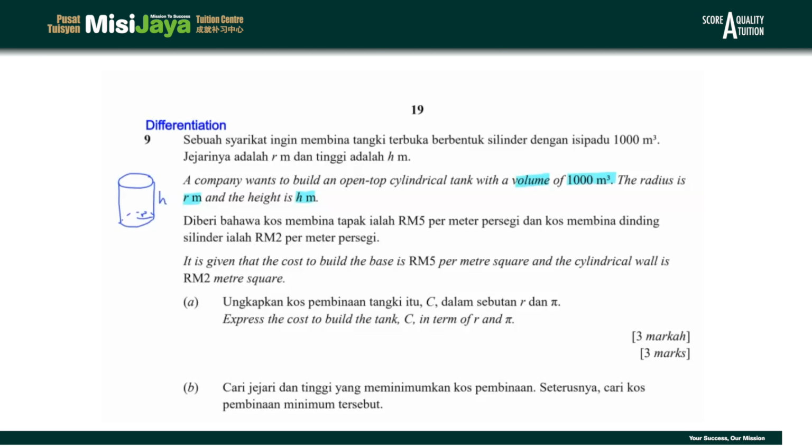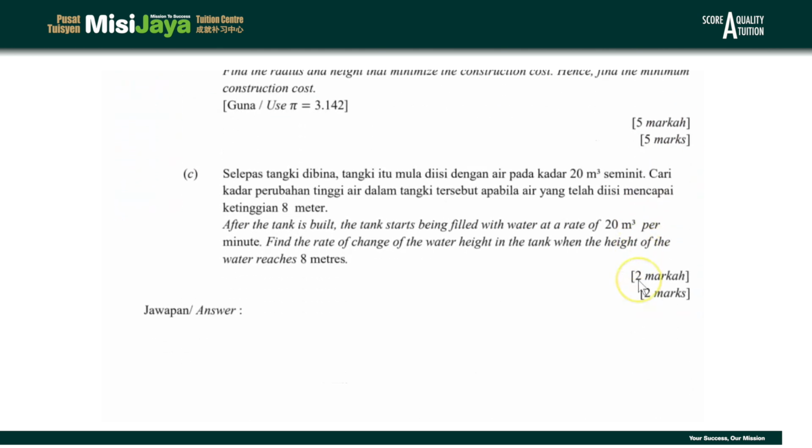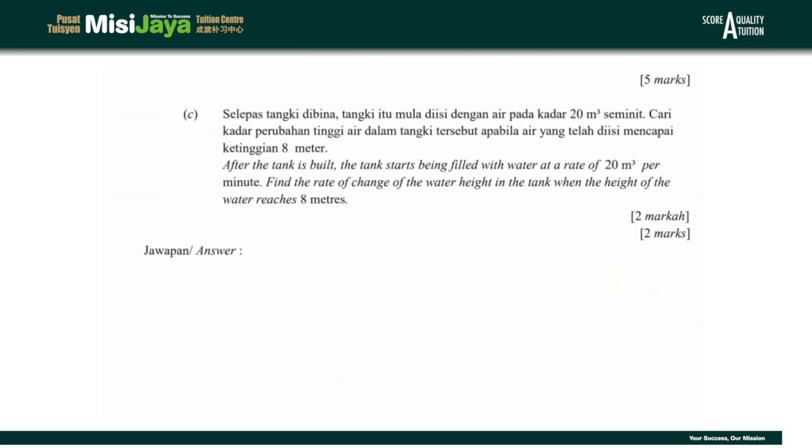So it's given that the cost to build the base is 5 ringgit per meter square and the cylindrical wall is 2 ringgit per meter square. So express the cost to build the tank C in terms of r and pi, which means that we don't change our pi to 22/7, okay? And this question is 3 marks. So I'm going to do it at the bottom here for question A.